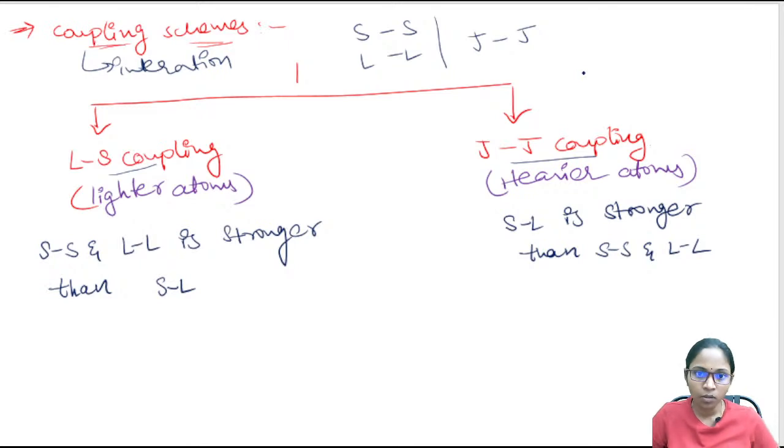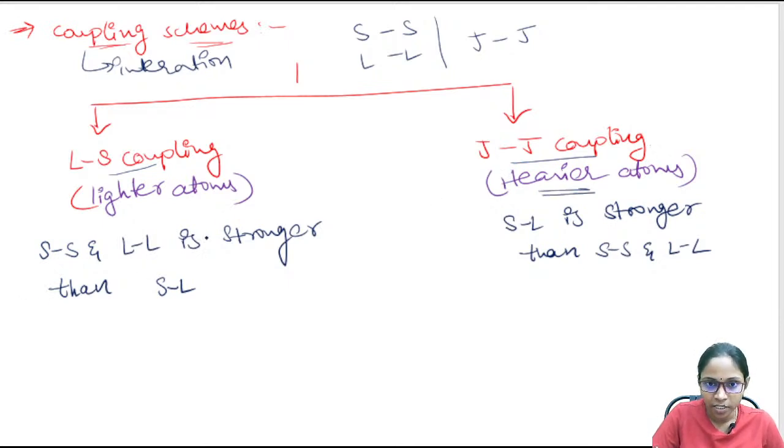So coming to LS coupling, this LS coupling occurs in lighter atoms, and JJ coupling occurs in heavier atoms. These coupling schemes are again divided into SS coupling, LL coupling and SL coupling. In LS coupling, that is orbital and spin angular momentum coupling.